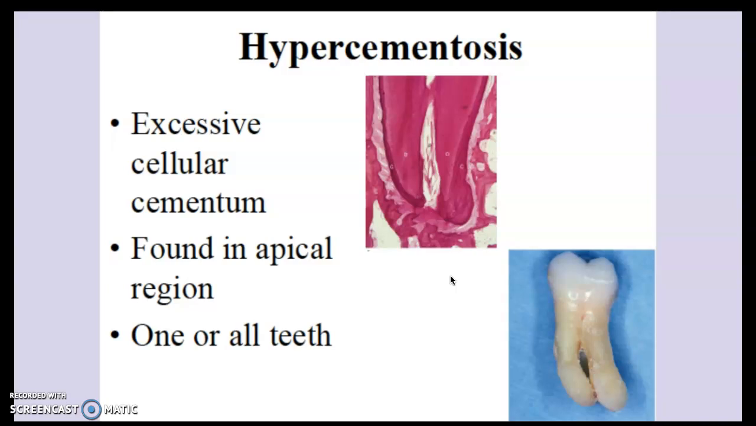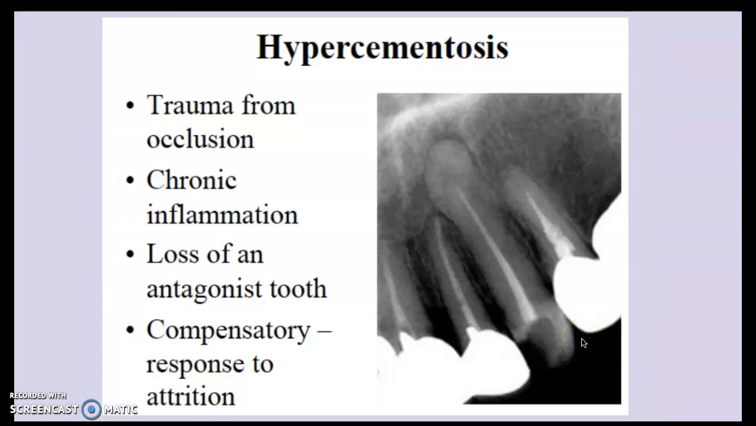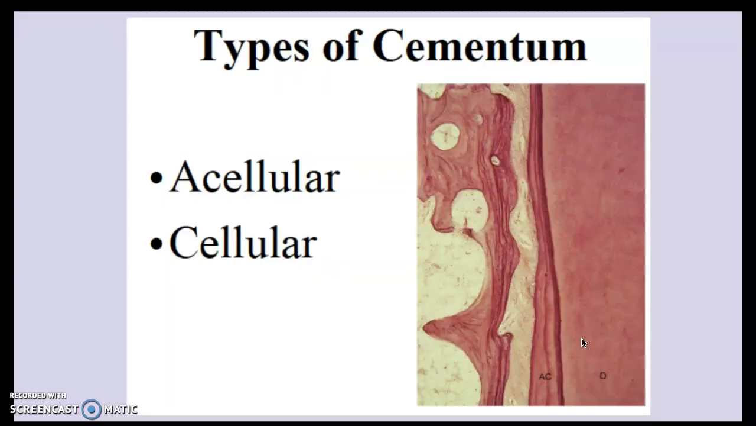Hypercementosis, we learned about this in radiology. This is when too much cementum is being formed. It's found in the apical region and it can be localized or generalized. So look how big these roots are. Hypercementosis usually comes from trauma from occlusion, chronic inflammation, loss of an antagonist tooth. So if you were to lose the mandibular tooth where we interdigitate, if you lose that one tooth, that can lead to hypercementosis, and it's usually a response to attrition.